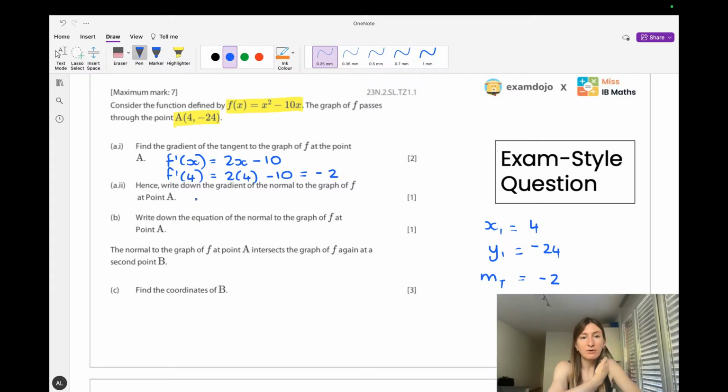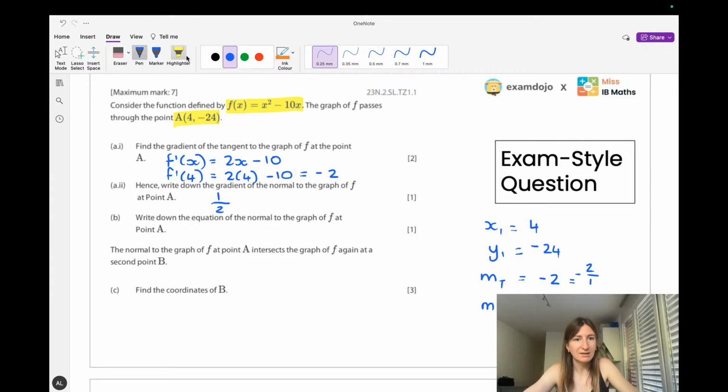Hence, write down the gradient of the normal to the graph. So I can also just put this on my little list under here. My normal then is going to be this with a positive, because that's negative, and flipped over. So if that's 2 over 1, the same as 2 over 1, then this is going to be 1 over 2, positive 1 over 2. So write down the gradient of the normal as 1 over 2.